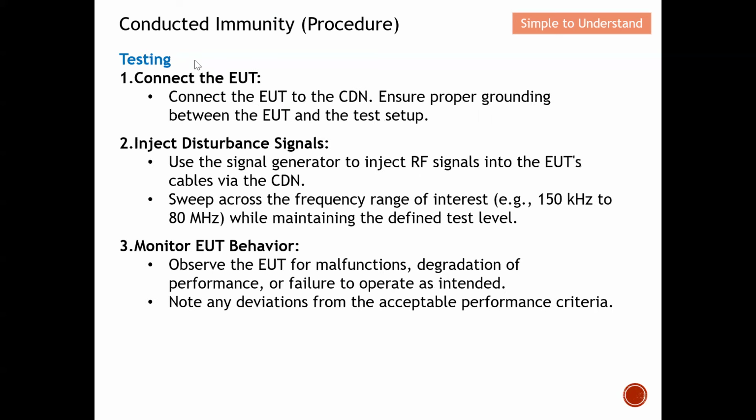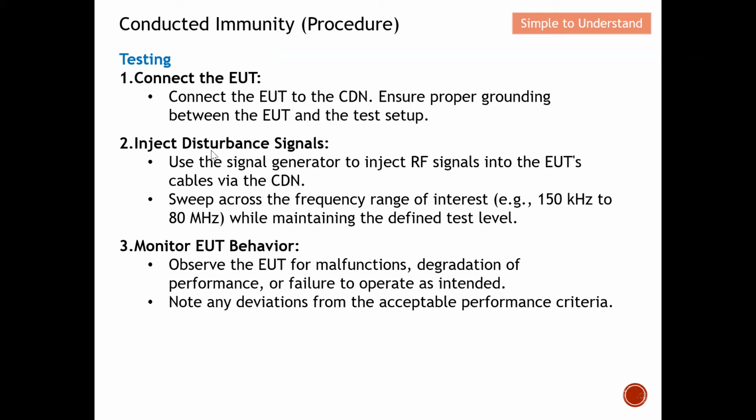Okay, next will be on the testing. So basically, we connect the DUT to the CDN. Make sure you connect to the right port, because as you can see, they also have a possible auxiliary port. So make sure that you connect your EUT at the indicated port. Most of the time the CDN will indicate that this port is connected to the EUT. So make sure you connect to the correct port. You also need to ensure proper grounding between the EUT and the test setup.